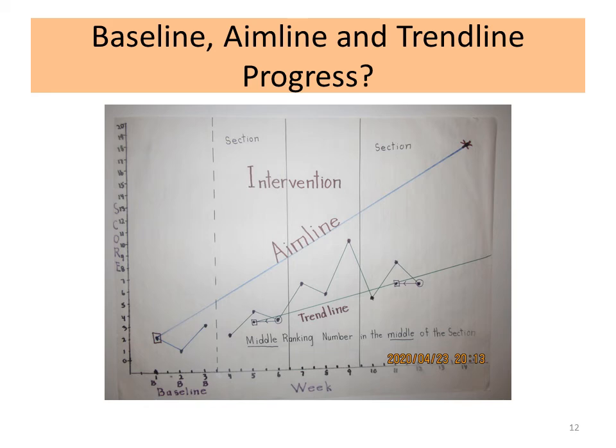Okay, then this means that we've talked about the aim line, we've talked about the intervention, you know about the trend line, you know that you have to separate the first three intervention scores and the last three intervention scores. Find the middle ranking number, connect the middle ranking numbers, and extend the line. Those are the simple steps.